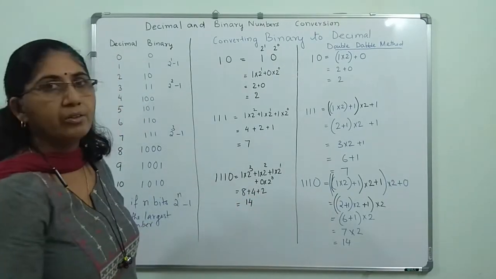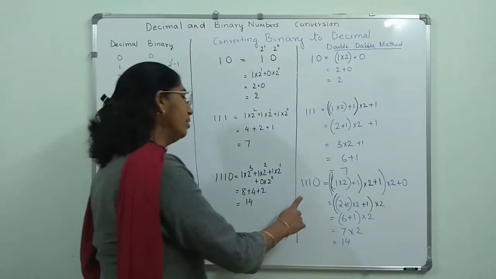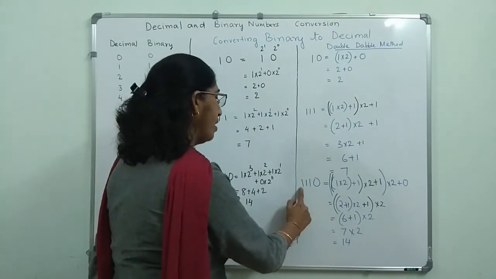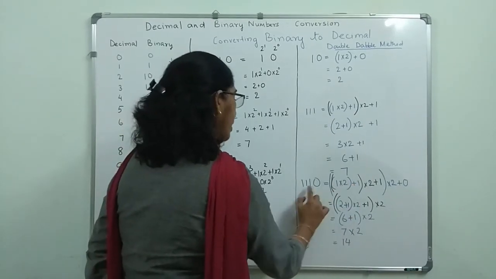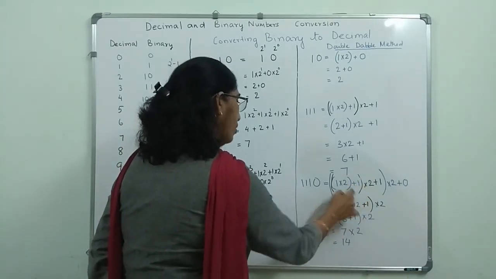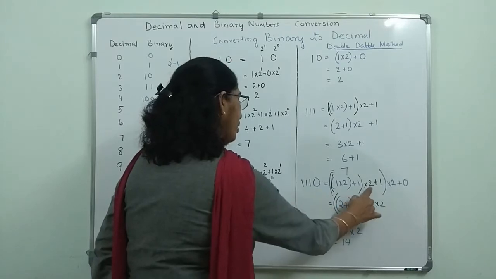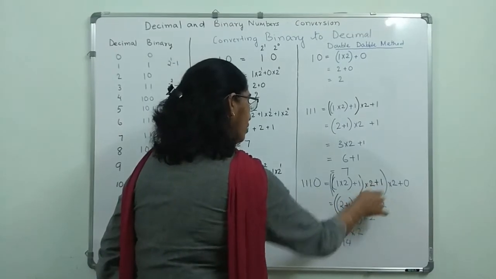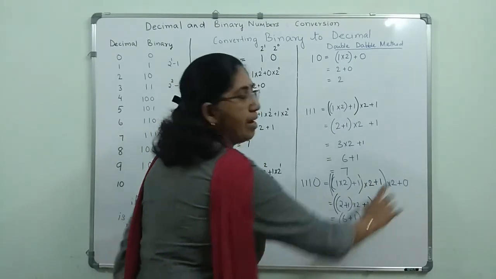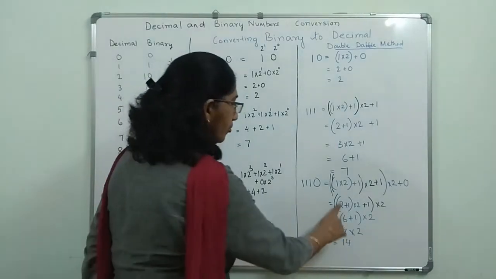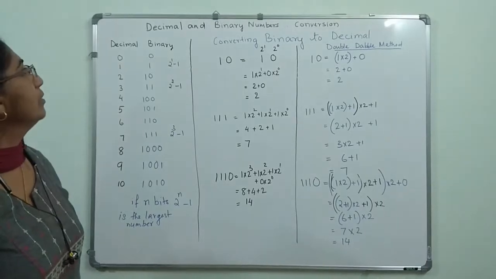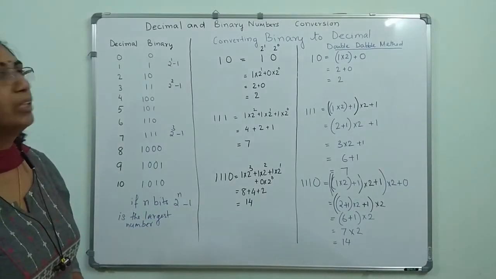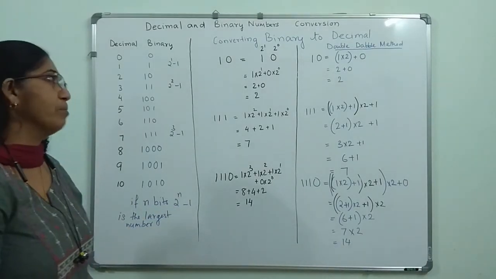The same thing you can try with the double method. So the leftmost digit you take, multiply it by 2, plus the next digit, the whole multiplied by 2, plus the next digit, the whole multiplied by 2, plus the last digit. So you simplify that, you get it as 14. So this is the conversion of binary to decimal. You can try any number of examples.